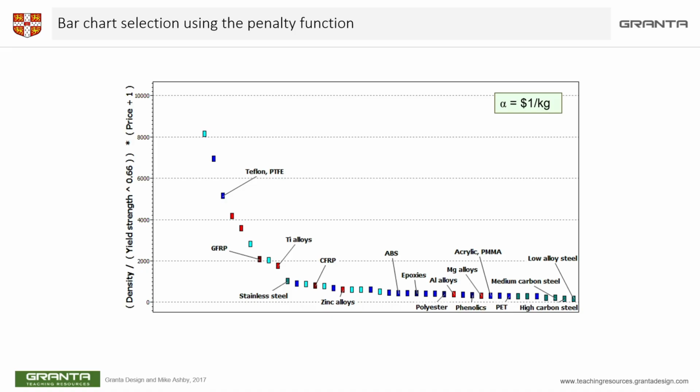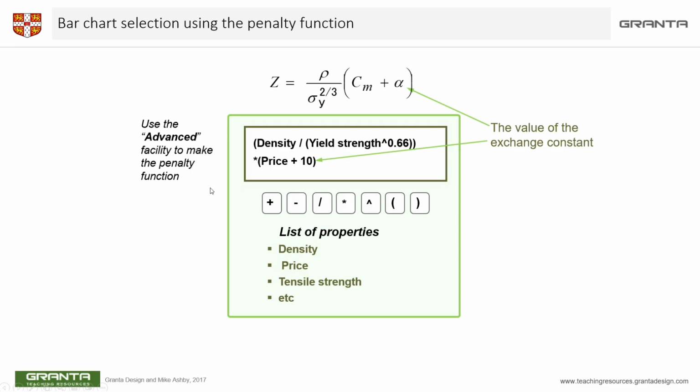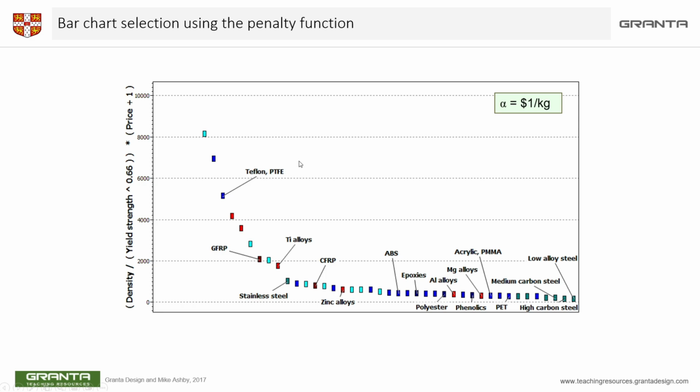So when the value of the exchange constant is 1, the materials showing here at the bottom are the ones that minimize this penalty function, right? And if you minimize the penalty function, then those are the best candidates. In this case, all of the best candidates are essentially steels: some high carbon steels, some low alloy steels, some medium carbon steels. They are quite close to each other.